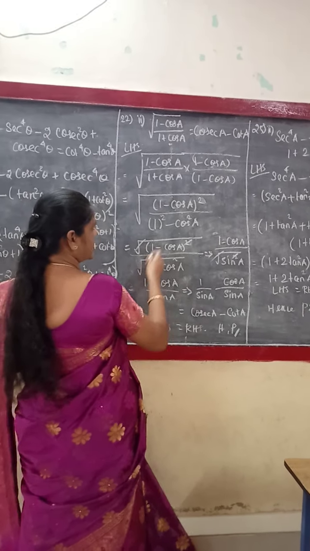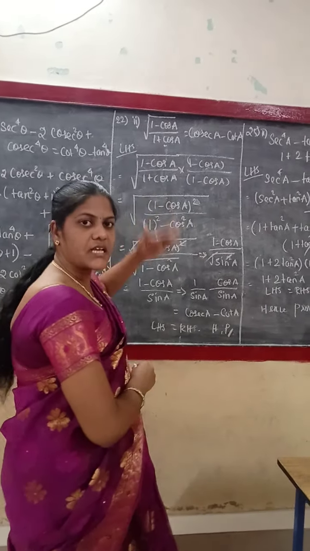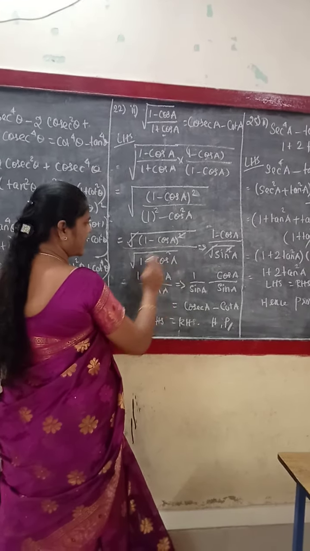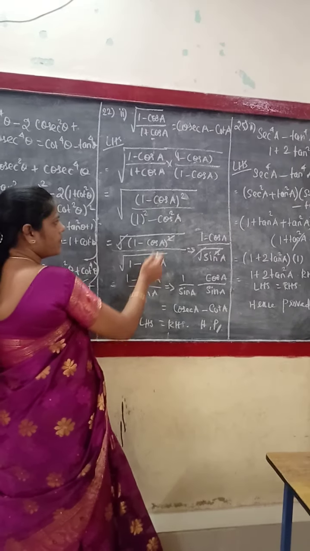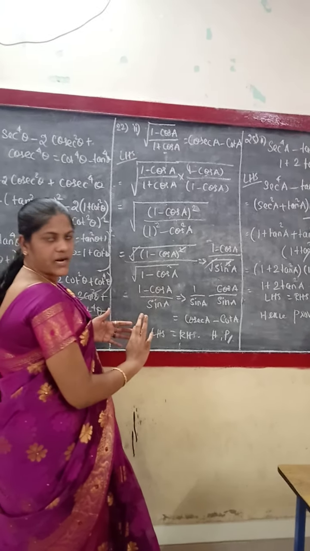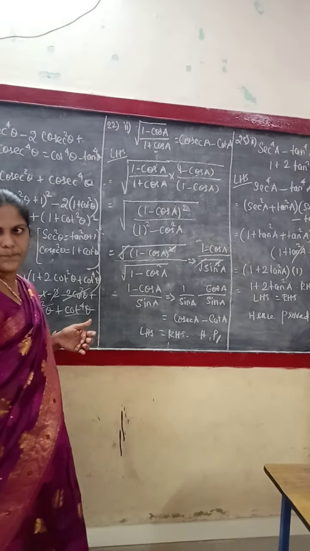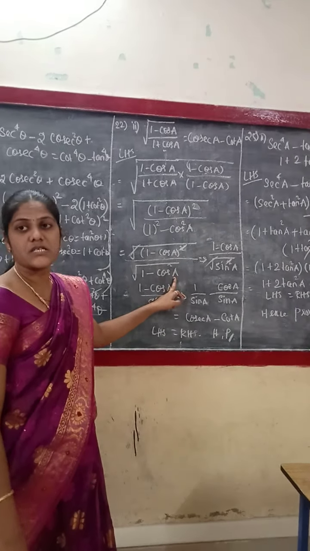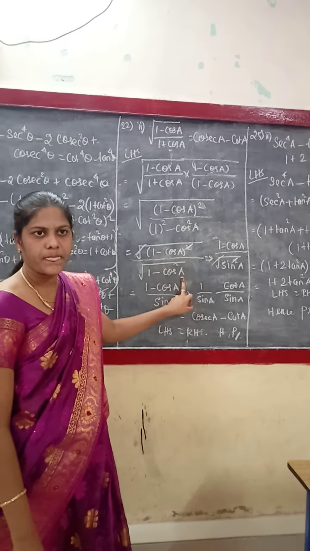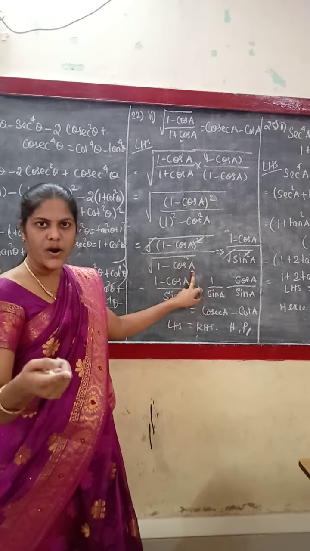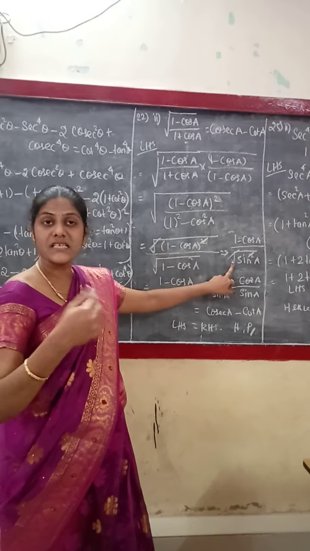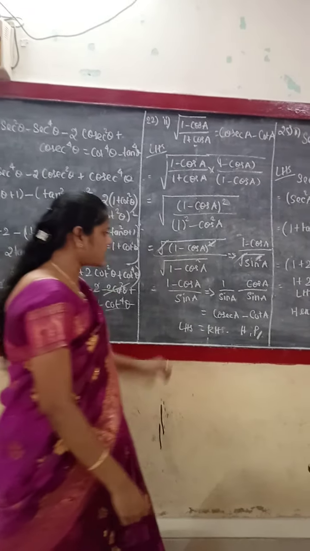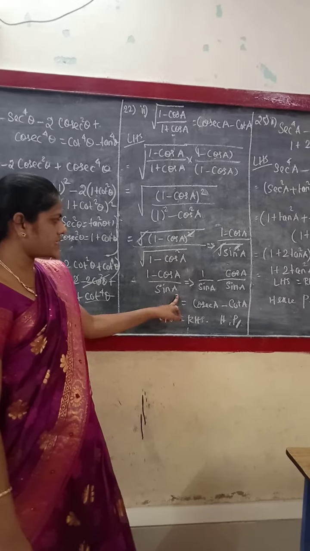Is it clear? Next, listen. Split the square term separately. So square root of (1 minus cos A) the whole square divided by square root of 1 square minus cos square A. Is it clear, children? Next, the square cancels. So what remains is 1 minus cos A divided by 1 minus cos square A. How do we convert this to sin square A? Sin square A plus cos square A equal to 1. So 1 minus cos square A is sin square A. So the sin square A and square root cancel. What's the remaining? 1 minus cos A divided by sin A.